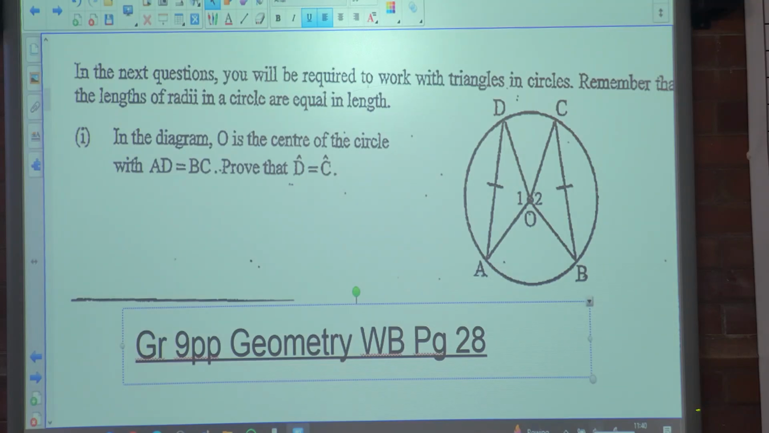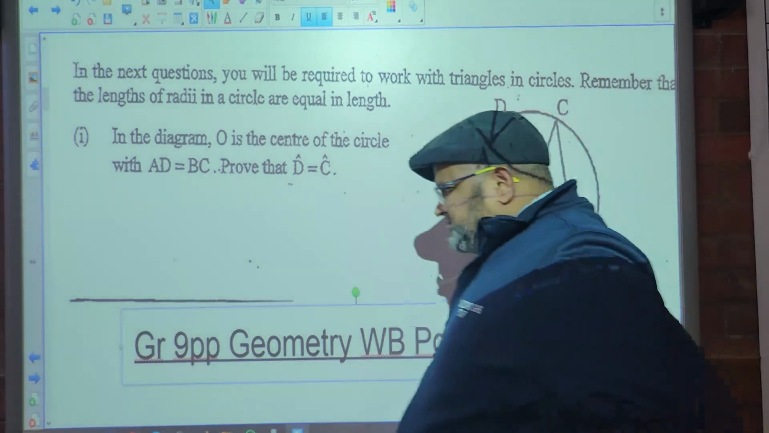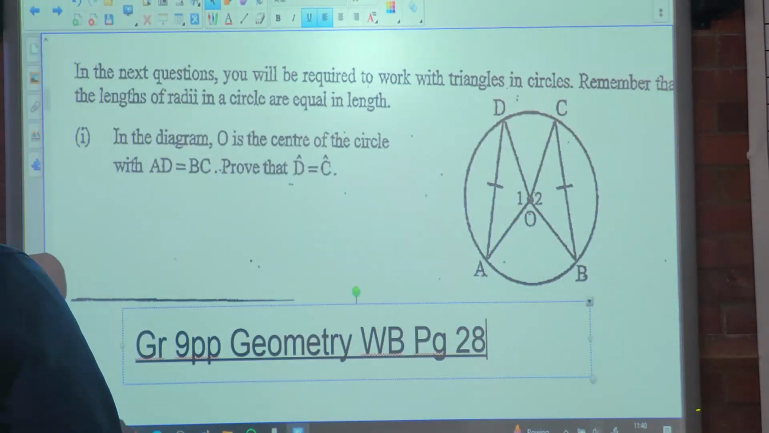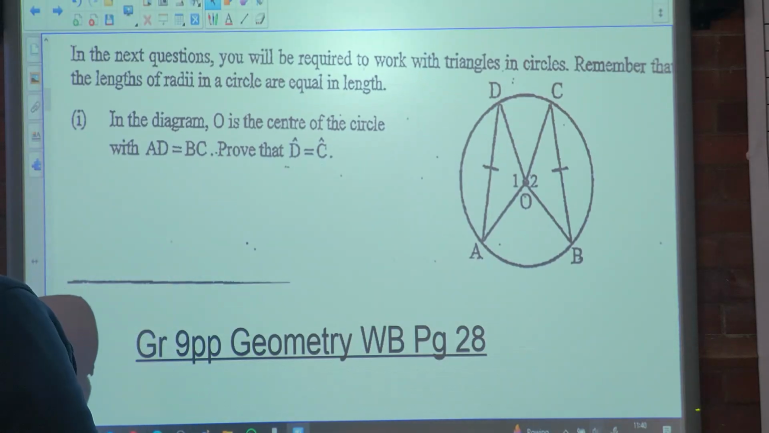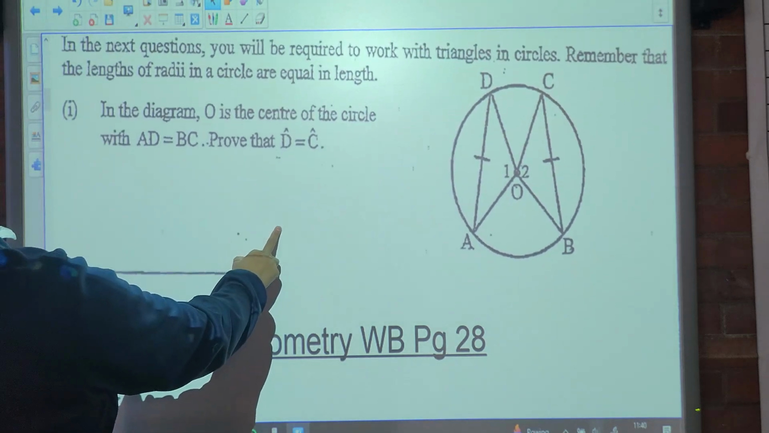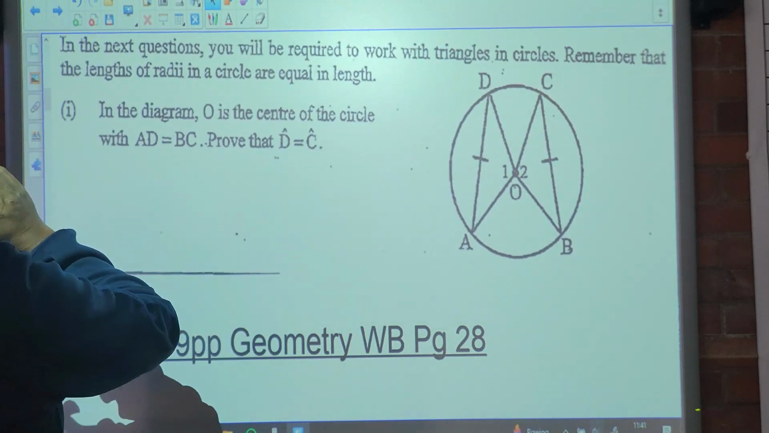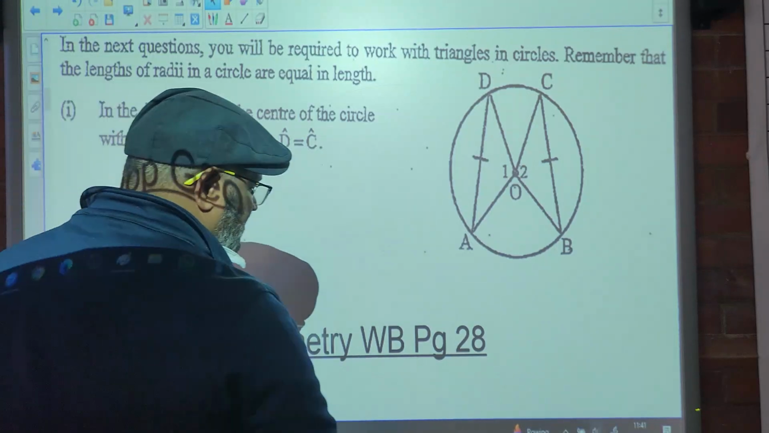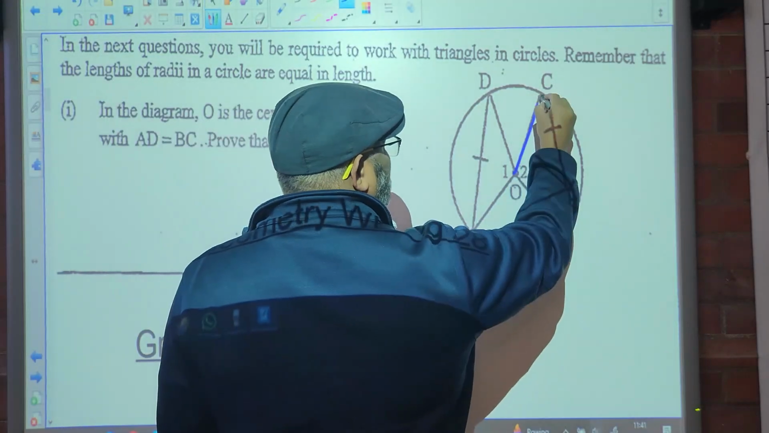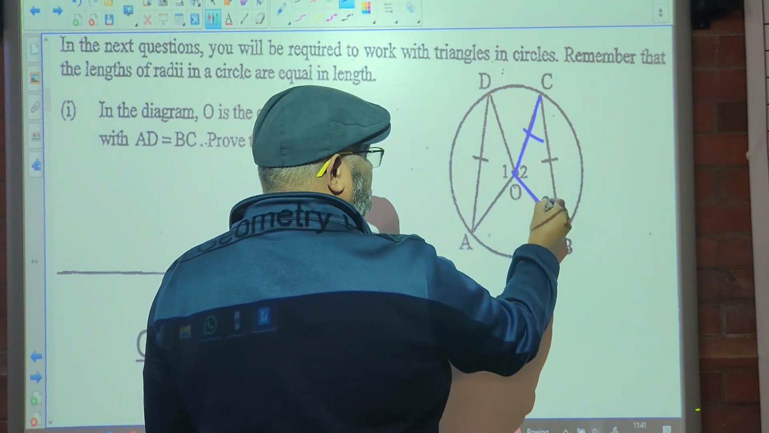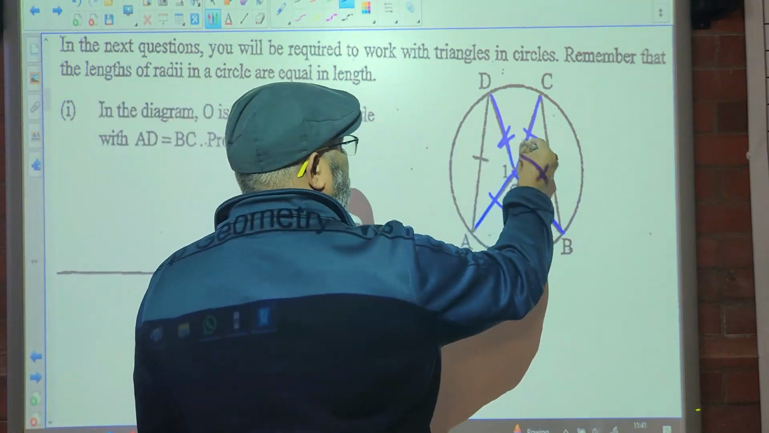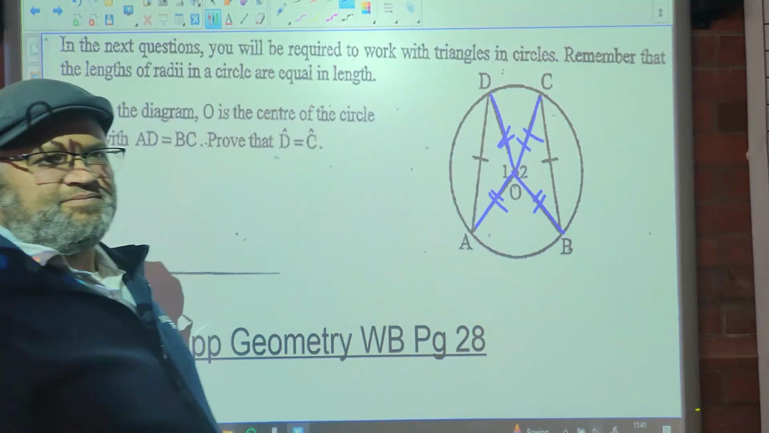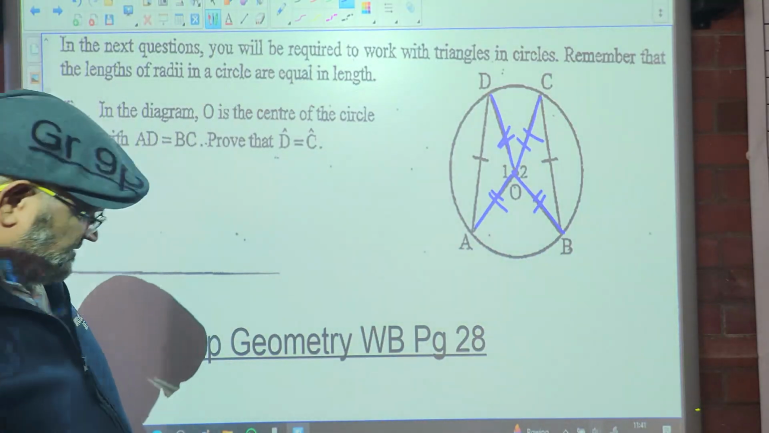Okay, so number 28, on page 28, we are told that in the next question you will require to work with triangles in circles. Remember that the length of the radii in a circle are equal in length. Which means to say, from center to circumference, that was your radius. Not so? So that is equal to that, which is equal to that, which is equal to that. All of those lengths are equal. Since it's already one marking, I'll mark it differently. You all okay with that?